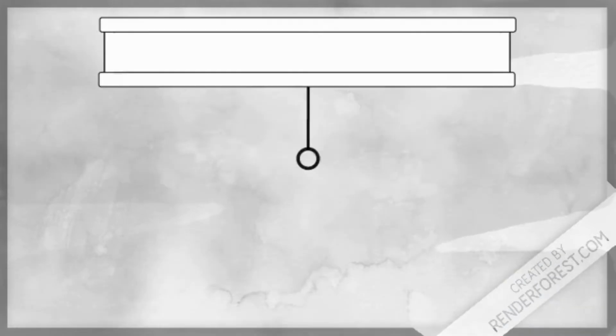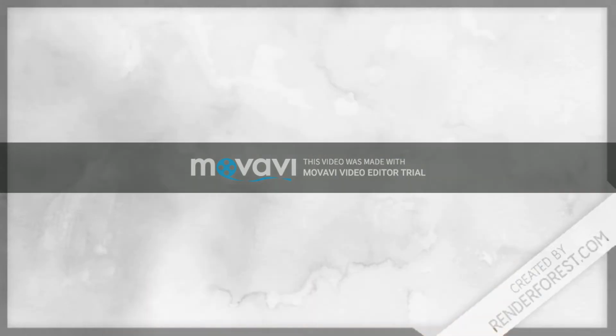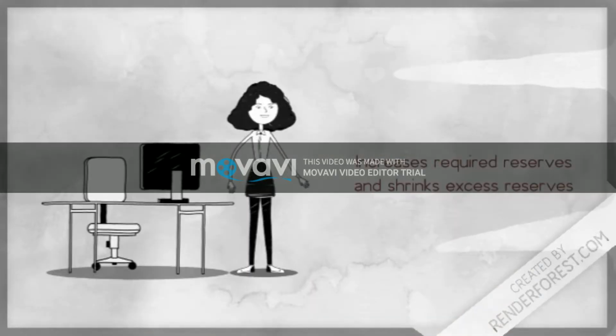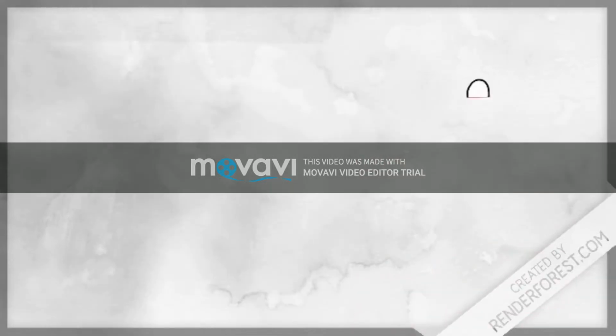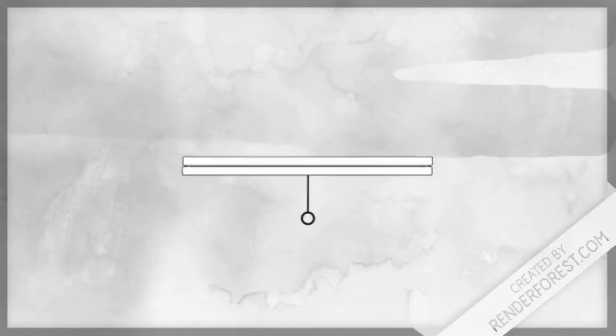Raising reserve requirements increases required reserves and shrinks excess reserves. Any loss of excess reserves shrinks banks' lending ability and therefore decreases the potential money supply by a multiple.